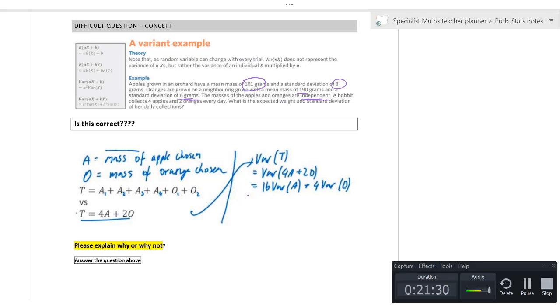I want you to think about this. I want you to answer this question. Please explain why or why not this is correct. It may be correct, but I want you to think about it. So I'm pausing right now.